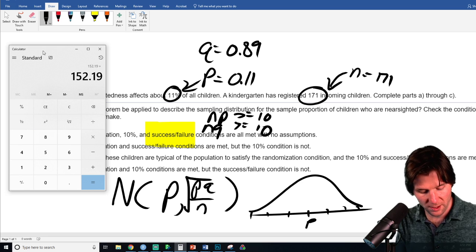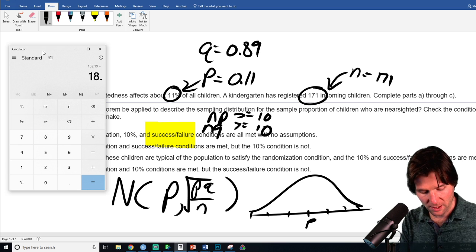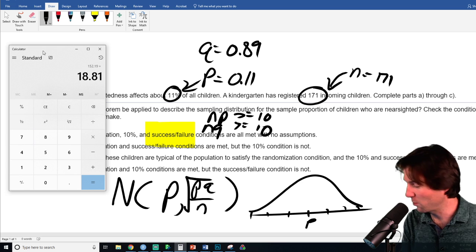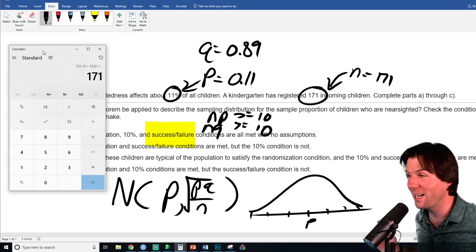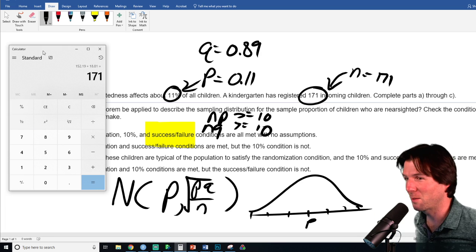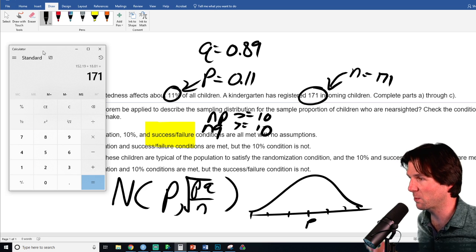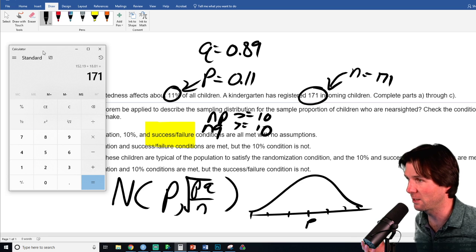So I think the other number was 18.79, was it? I think it was 18.81. Yay, I was right. That was the other number. And if you notice, they add up to 171. So np plus nq equals n, because this is how many we expect to be nearsighted, and this is how many we expect to be not nearsighted. And this is the success-failure condition. And since both numbers were greater than 10, we passed.